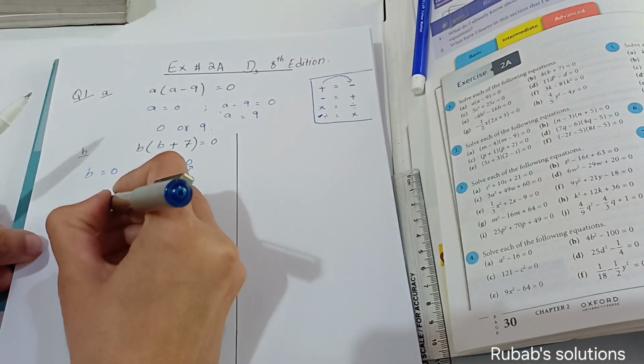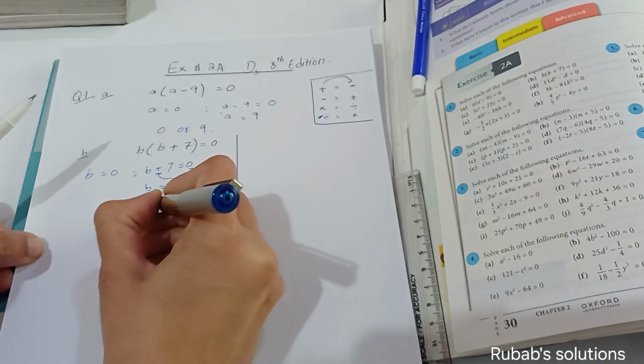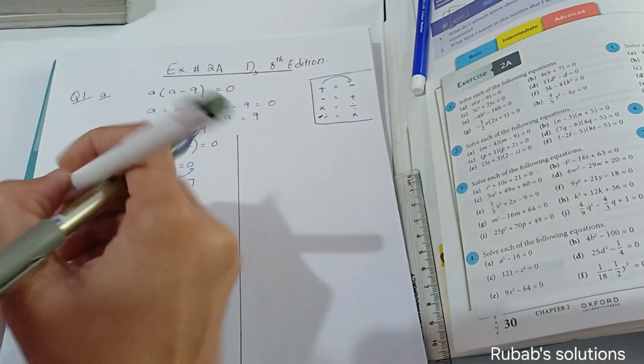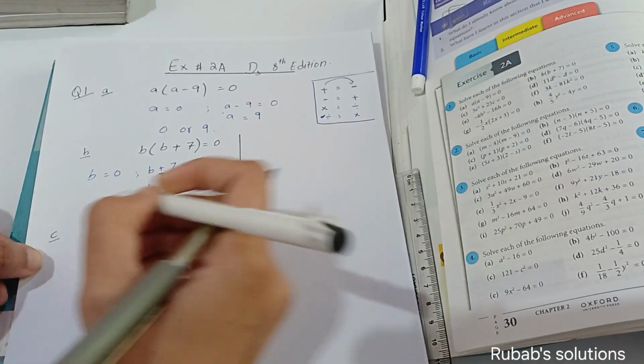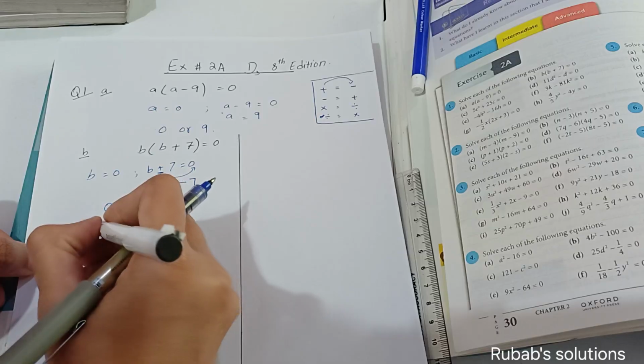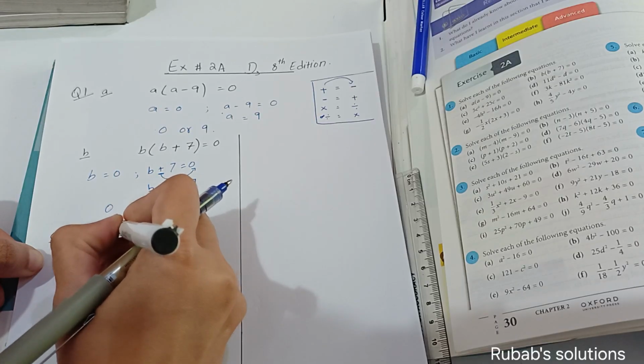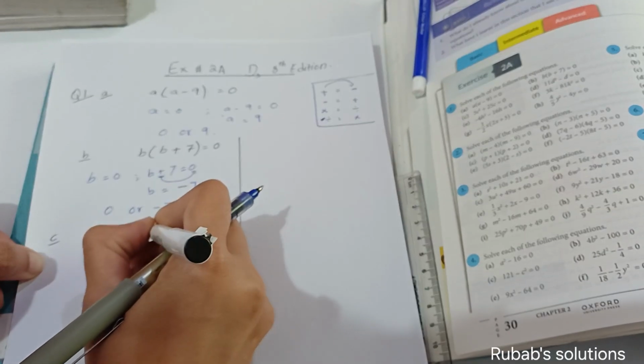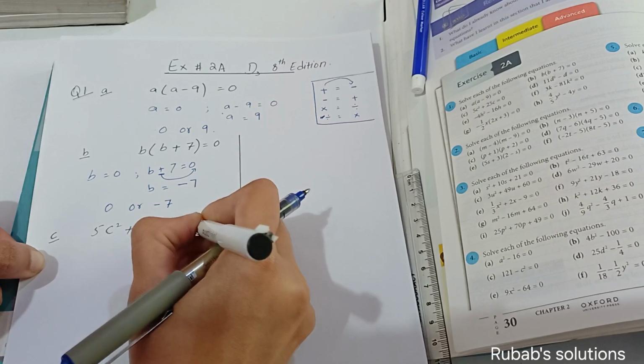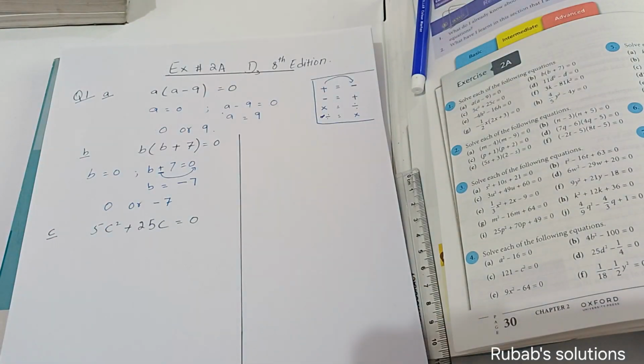Okay, so we have the solution 0 or minus 7. Moving towards part c, can you see that part c is 5c square plus 25c. Now this is not factorized, that means you have to factorize it.